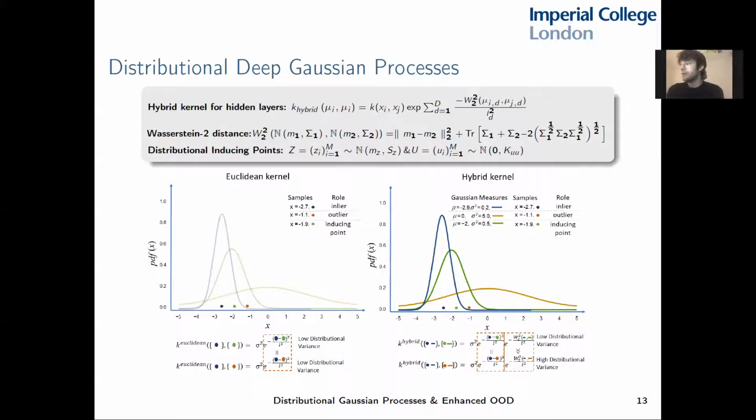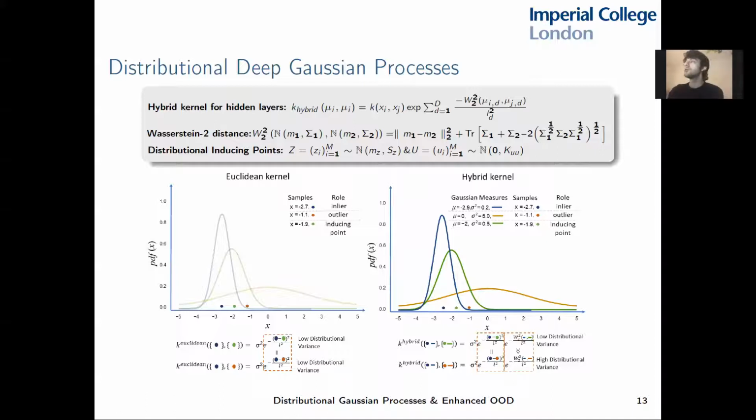which is something we don't want, obviously. Now, looking on the right-hand side at the hybrid kernel, because we now take into consideration the Wasserstein 2 distance between their actual PDFs and not just samples, we can notice that the distance between the green and orange PDFs is much higher than the distance between the green and blue PDFs. Hence, the distributional uncertainty of the outlier will remain high going forward to the next hidden layer.